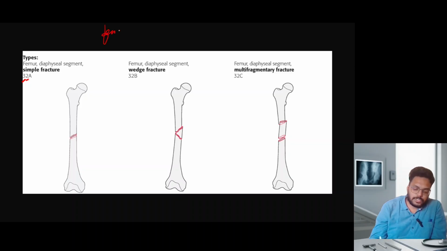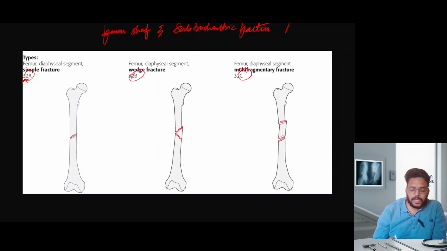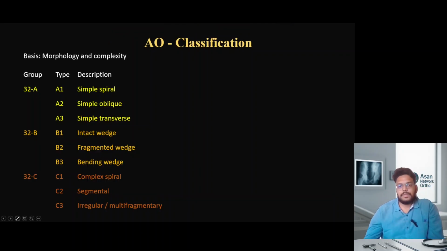So femur shaft and subtrochanteric fractures are one in AO classification. Okay, so 3-2 is the classification for both subtrochanteric and femur shaft fracture in AO. So what are the types in the AO classification? That is 3-2A, B and C. 3-2A is simple fracture, B is wedge, and C is multifragmentary. So what are the types in that? A1, A2, A3, B1, B2, B3, C1, C2, C3.